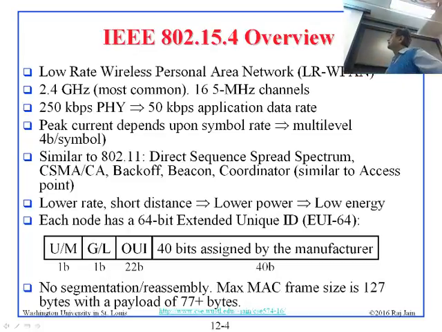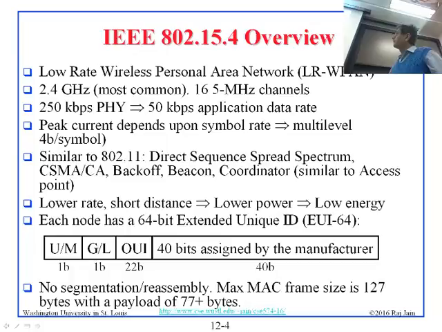How much current it uses depends upon the symbol rate. The peak current depends upon the symbol rate, multi-level, 4 bits per symbol. So what they are saying is that you take 4 bits, just like we do in QAM 16, and make a symbol out of that. The current will depend upon how many bits per symbol. If it is 64 QAM, then of course the current will be different than 16 QAM. The larger the QAM, the more power required.